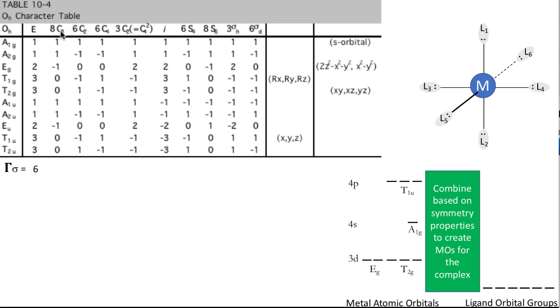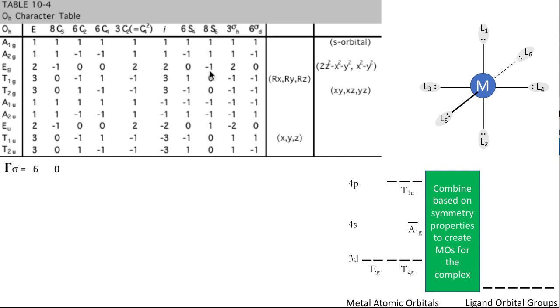For our C3 rotation, the C3 axis goes right between the triangle produced by L1, L4, L6 through the triangle produced by L3, L5, and L2, right? So the rotation rotates L1 into L4, L4 into L6, L6 into L1, and of course the same down here for these. So they're all moved in space, so they get a 0 for their character.